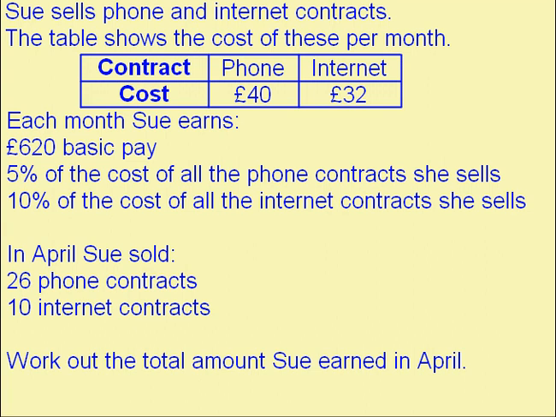Here's your final very difficult exam-style question. Make sure you take the time to read this one through carefully before you try it. Press pause and have a go. When you're ready for the answer, press play.